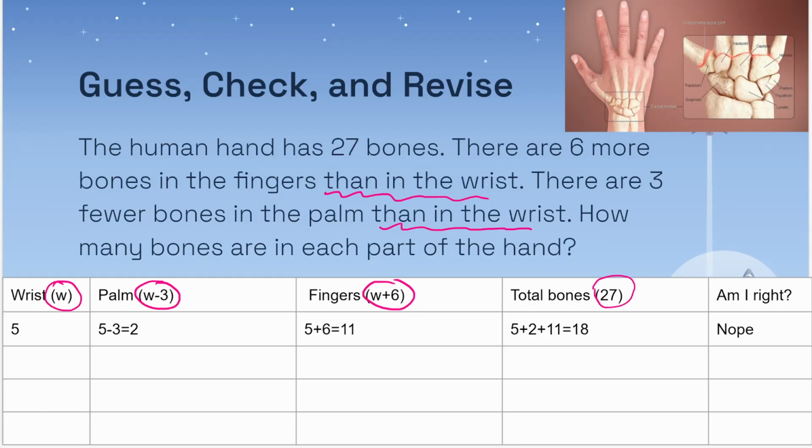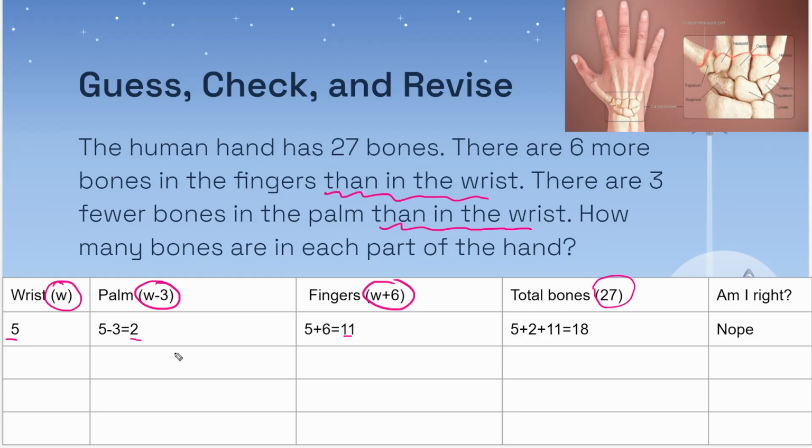If you already can make some expressions that model the situation that you're looking at, then you can use this to make some guesses. So let's start with 5. Well, if we have 5 bones in the wrist, that means we have 3 less in the palm, which is 2. And then that means we have 6 more than 5 in the fingers, which is 11. And we know that the total number is supposed to be 27.